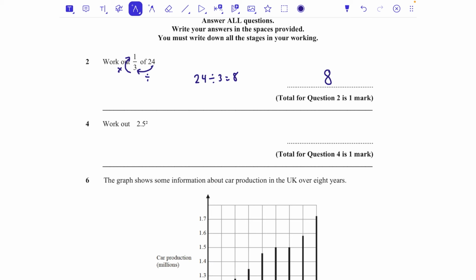Question number 4, work out 2.5 squared. Now we do have a calculator for this, so you can just type this in your calculator and you can use that squared button. But if you would like to type it out as a sum, then you need to remember that 2.5 squared is 2.5 times by itself. 2.5 times 2.5. Typing that in my calculator, I get 6.25. So that would be your answer for 1 mark.